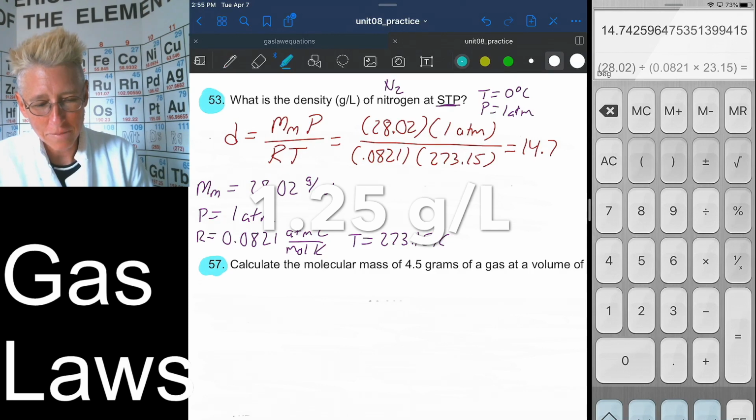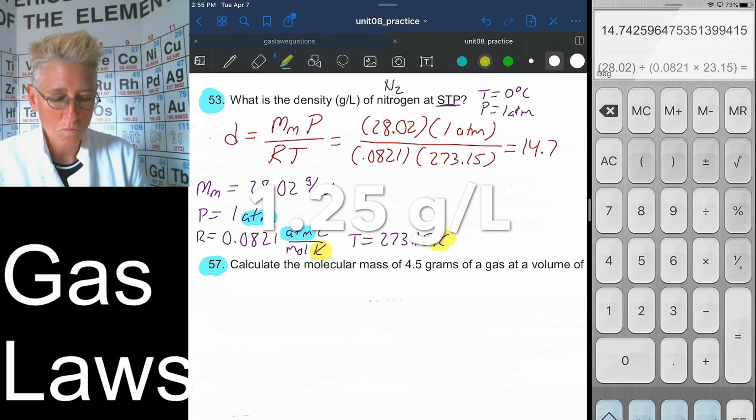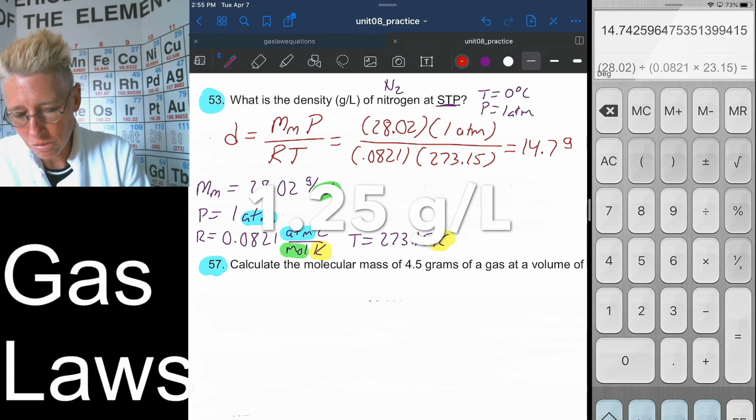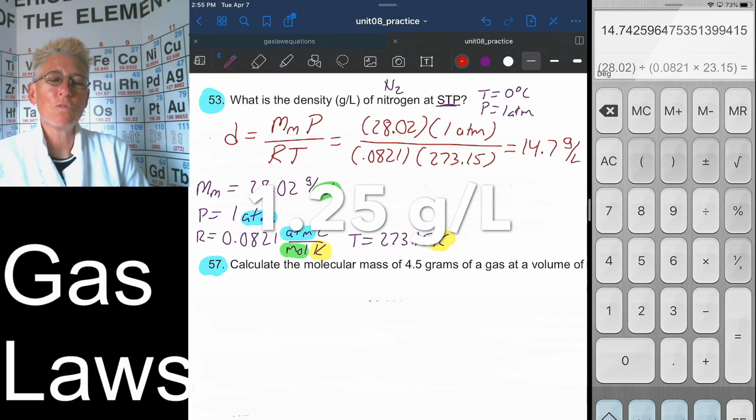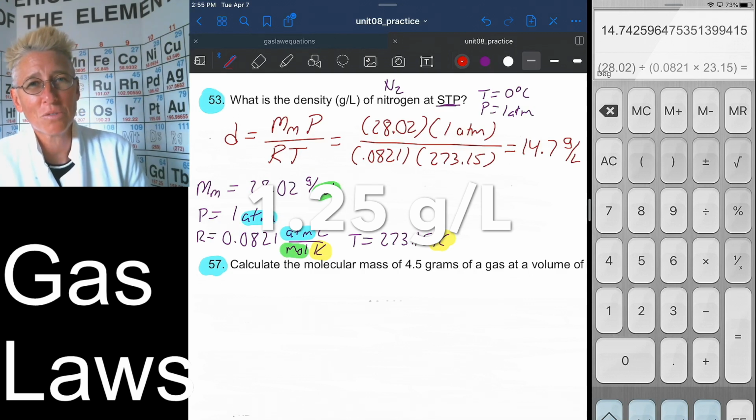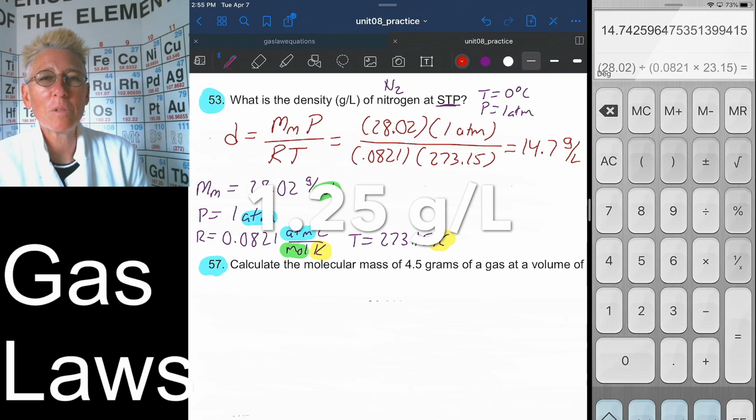So if we look at our R value, the atmosphere unit is going to cancel from the pressure unit, and then our Kelvin unit will cancel with the temperature, and then our mole unit will cancel with the molar mass. So what we are left with is the unit gram per liter. And we often list gases with that unit because they are so low in density, so we don't have to write a really small number. Because for solids and liquids, we tend to use gram per milliliter or gram per centimeter cubed. So it's sort of a comparison.